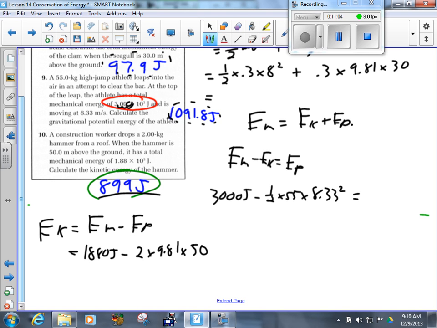Everyone following me on those three? Nothing difficult. I'm not trying to belittle your intelligence by having you do something this easy, but it's a stepping stone to what we're going to eventually get to here. All right.